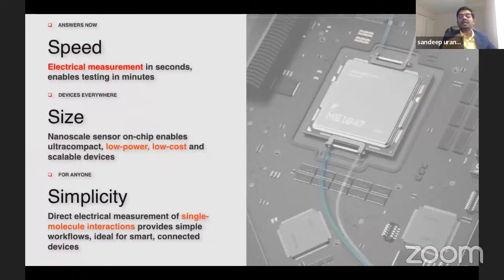Coming to the speed, the electrical measurement is done in seconds, which enables testing in minutes. So if we want to test, for example, for COVID, we can do a COVID test for a group of people in a couple of minutes, which will help in speeding up the diagnostic process in the coming future by using technologies like these. And coming to the size of these nanosensor chips, they are very small, very compact, and also consume very low power, which helps in the development of scalable devices. For example, these can be used for making smart devices as well.